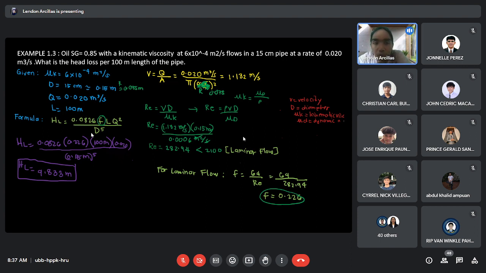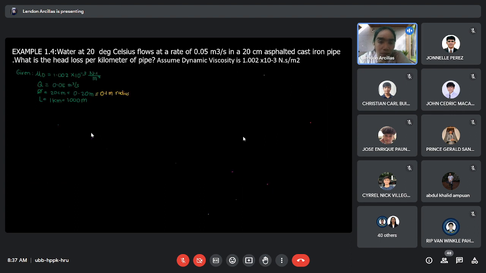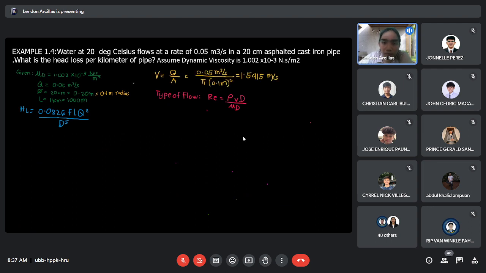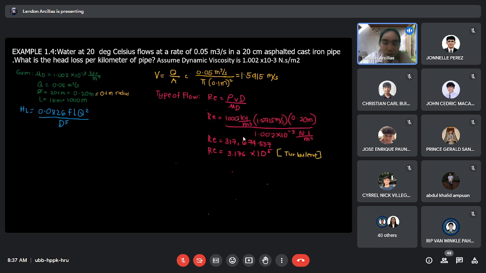So let's try an example where what we get is turbulent flow. Again, when the flow is turbulent, you'll use the Moody diagram, the Moody chart. Okay, let's write the given. This is the formula for head loss. To know the type of flow, you need the formula for the Reynolds number. Since the given is dynamic viscosity, this will be the formula. We don't have V, so we need to find V. This is the formula for V. Substitute the V. This is the density of water, 1,000.